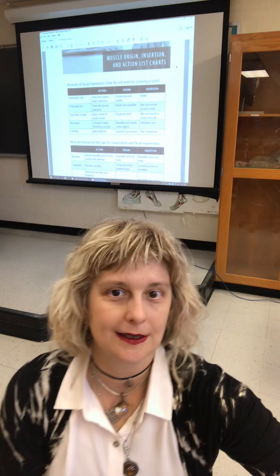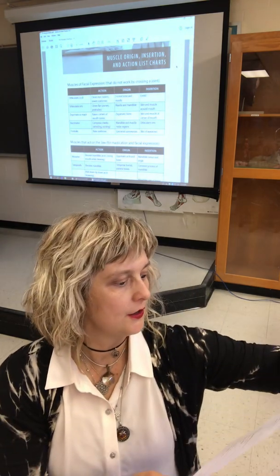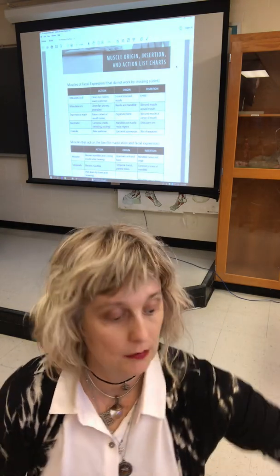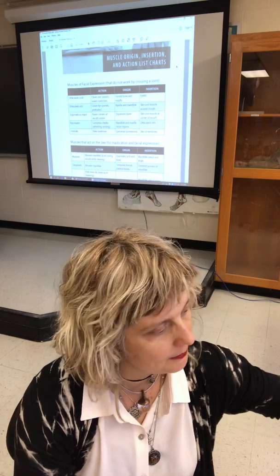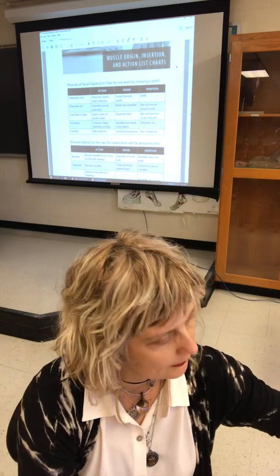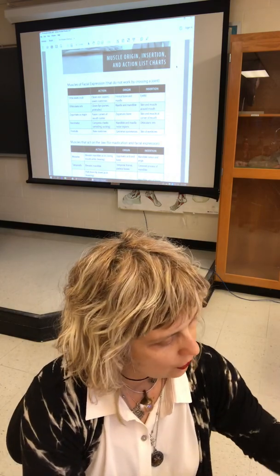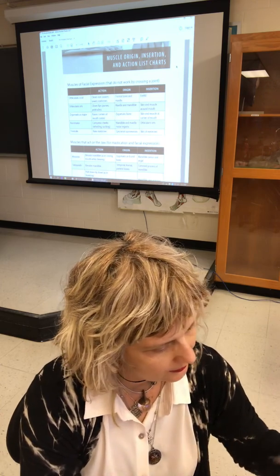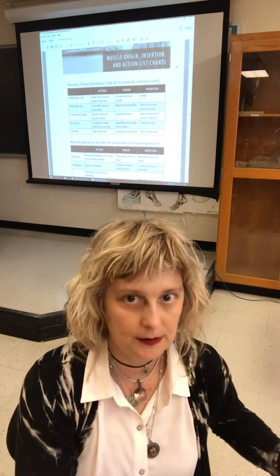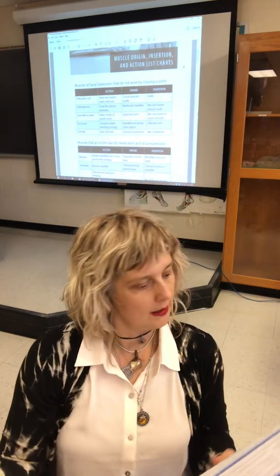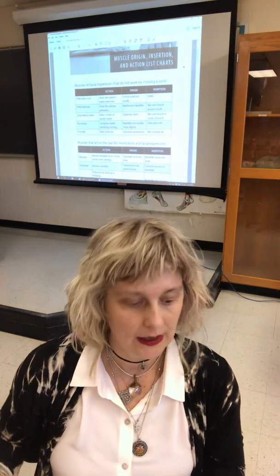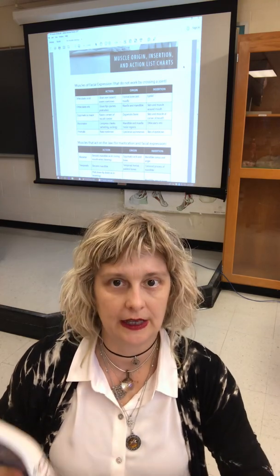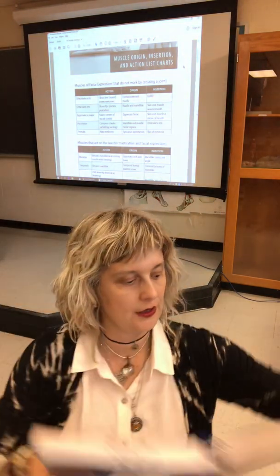What's on your list next? Next on your list, gluteus maximus and medius. And yes, there is a minimus, but guess what? You don't have to know it for this lab. Gluteus maximus and medius is found on page 216 of your Marieb edition 13.